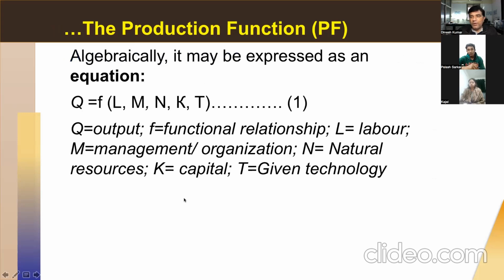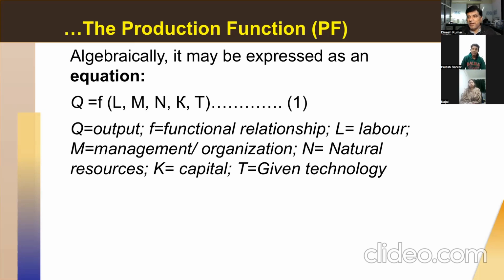Now see, algebraically or mathematically, it may be expressed as an equation: Q is a function of L for labor, M for management, N for natural resources. Natural resources, many times we do not count them in monetary value, like light. Who is purchasing light? But without light, we cannot produce anything. Without air, who is paying for oxygen from the atmosphere? I think today nobody is paying, but tomorrow I don't know what will happen. But today we get light and air free.